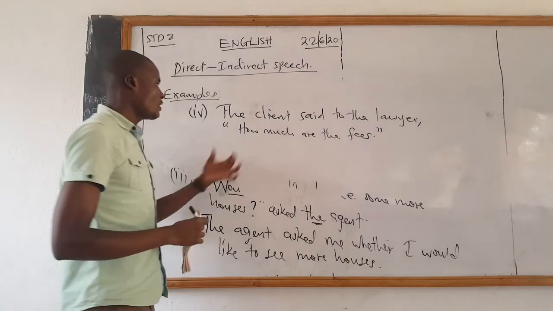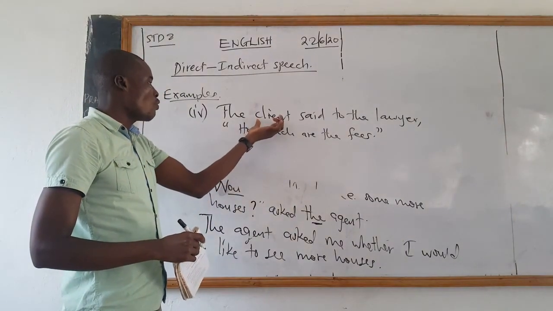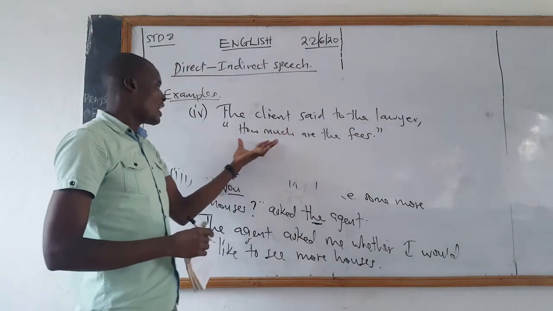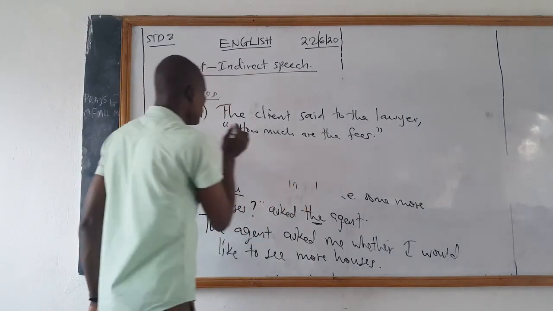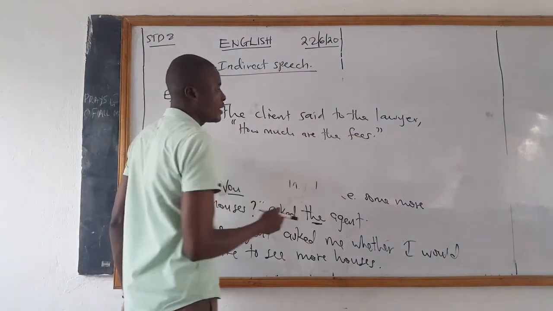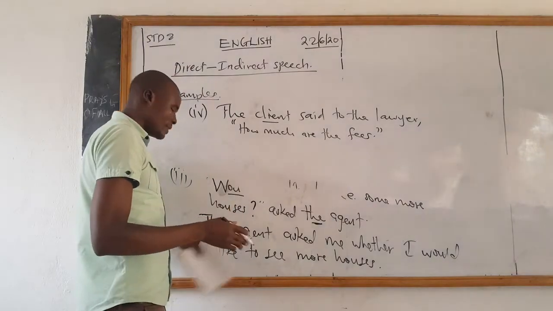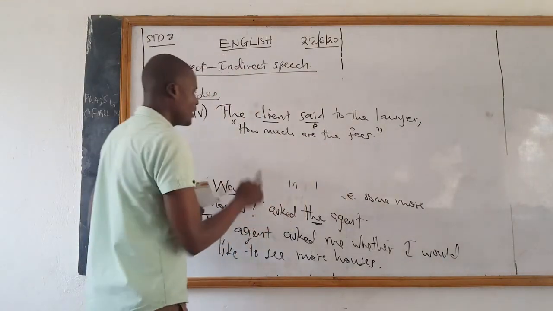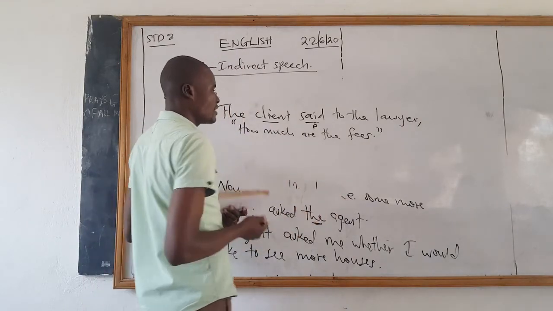So these are the actual words spoken by the client to the lawyer. The actual words of the client are this: "How much are the fees?" So we put in quotation marks the actual words spoken by the speaker, and the speaker in this case is the client. Hence you come and say, the tense of "said" is past. And here, "How much are the fees?" This one was just said in present simple.